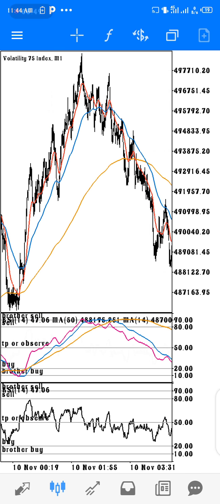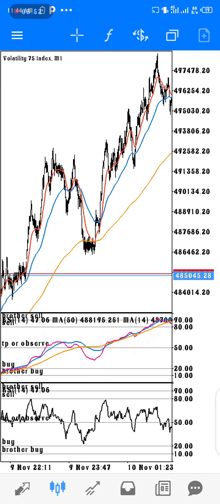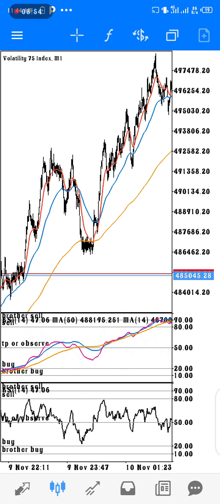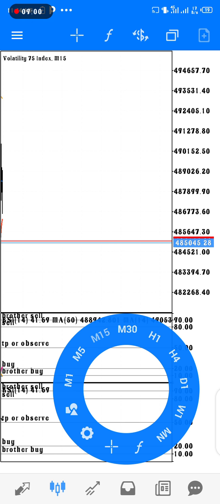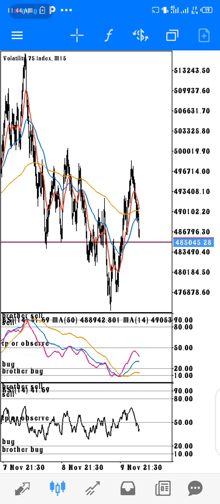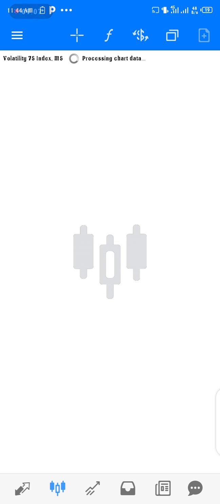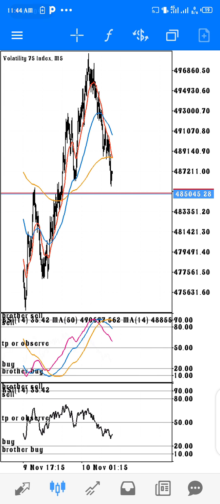Now, what's the best time frame to use this indicator? The best time frame is the 15 minutes time frame, guys. If you want to scalp, I will recommend the 5 minutes time frame.